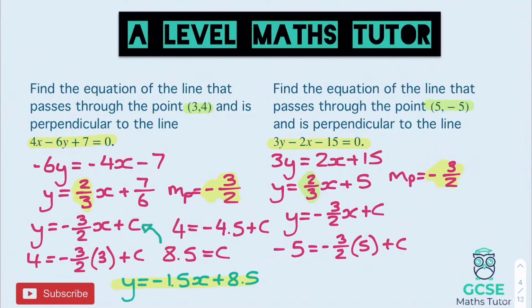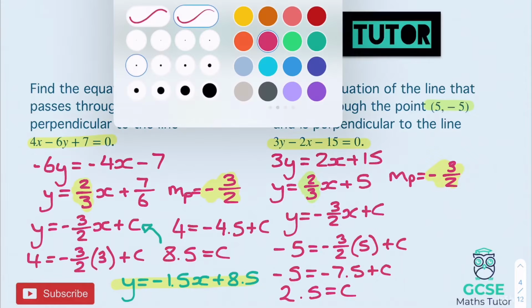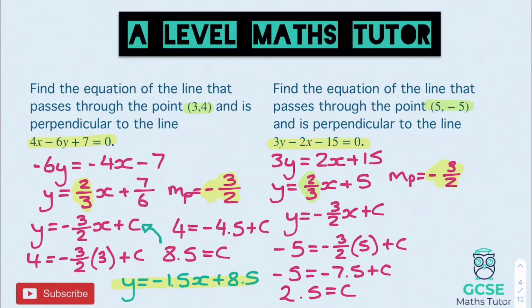So we have minus 5 is equal to minus 7.5 plus c, and if we add that 7.5 over to the negative 5, we get 2.5, so 2.5 equals c. And again, we just need to plug that value back into our equation of the line, which we've got just up there. There we are, and if we plug that in, and again we can write it as a decimal, we'll get y equals minus 1.5x plus 2.5. There we go, and that will finish off that question for us.